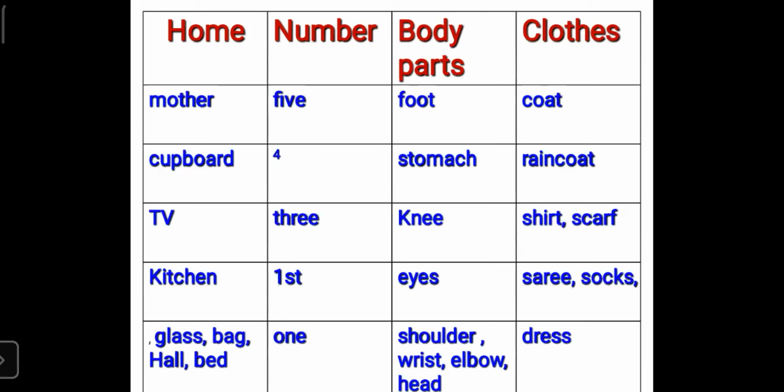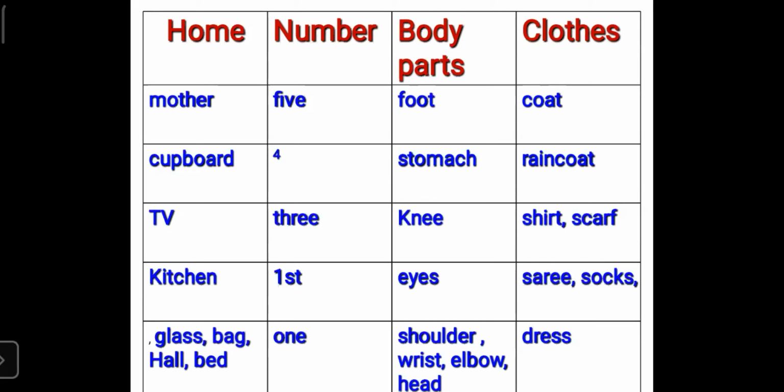Then the next column is for numbers. The words that you will write in the number circle are 5, 4, number name of 3, then first and 1. All of you see the second column. What words will come in the number circle? The words 5, 4, 3, first and 1. All this will come in the number circle.